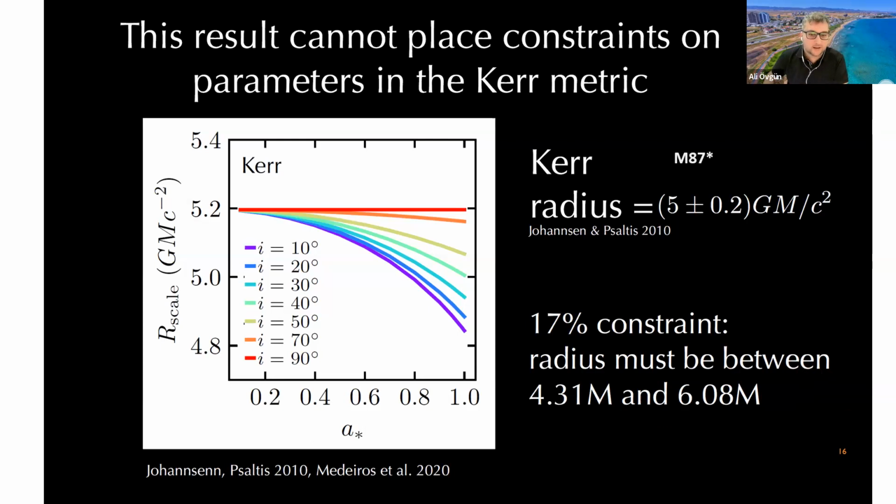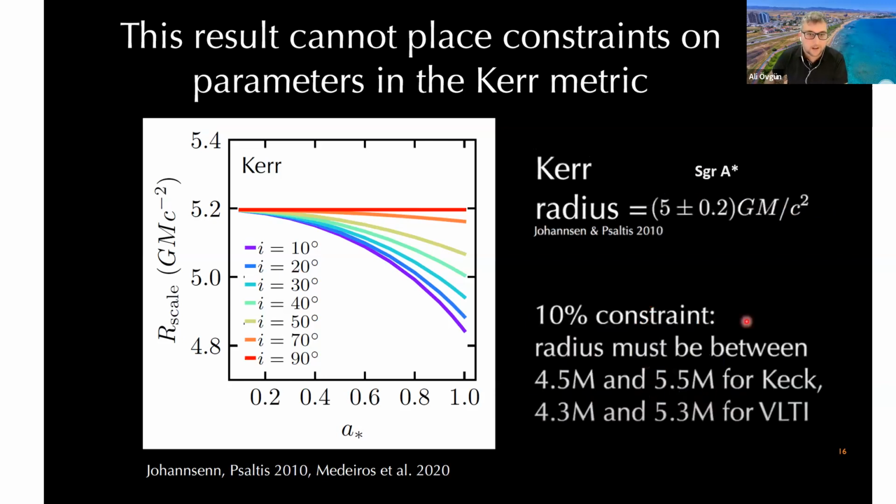And from the experiment, we have a 70% constraint region, and this region radius must be between 4.31 m and 6.08 m, and this is from the M87 data. On the other hand, if you go to the Sagittarius A* Event Horizon Telescope observations, they give you a 10% constraint, and the radius must be between these numbers.